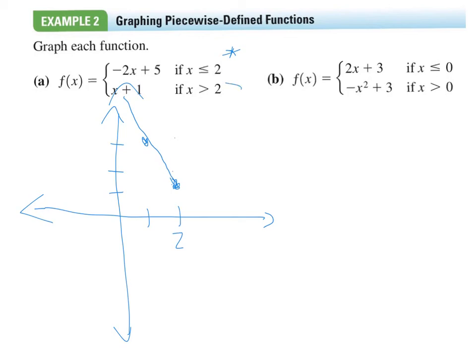Now for the second part here, if you plug in 2, it'd be 2 plus 1, which is 3. But since it has to be greater than 2, you cannot include 2 in this piece, so it needs to be an open circle. Open circle means it does not include that particular value of x. So now you can just go up 1, over 1, and graph that branch. Since it's a linear equation, all you need is 2 points. Your graph should look something like that.